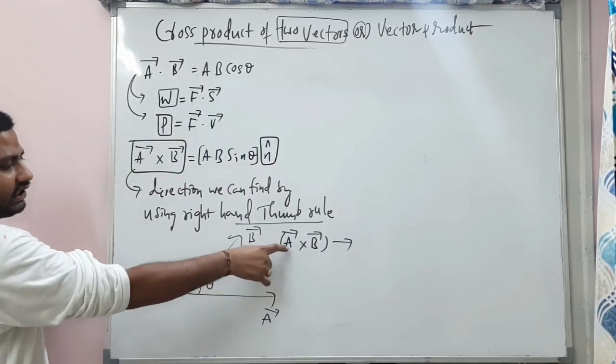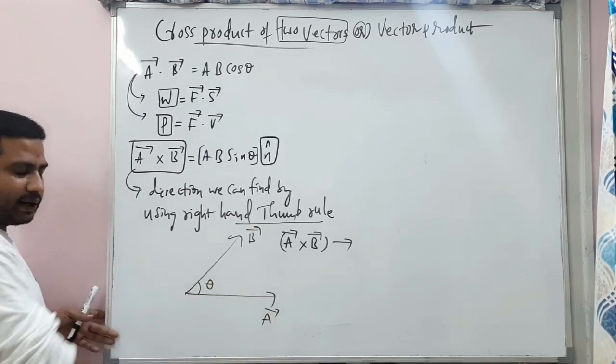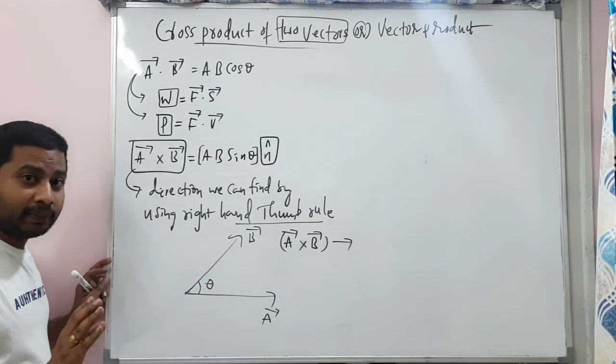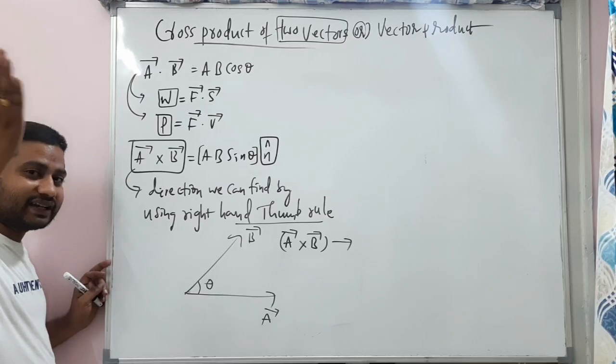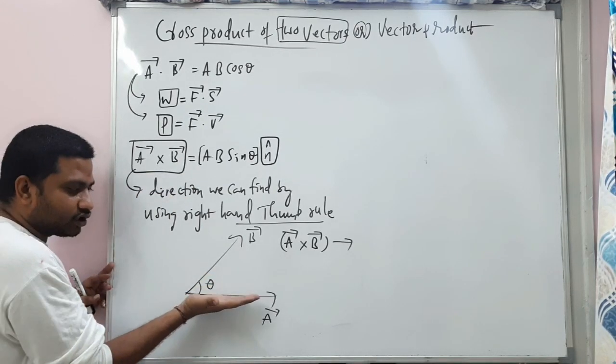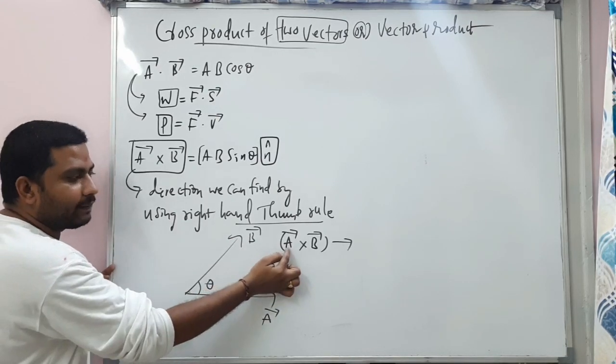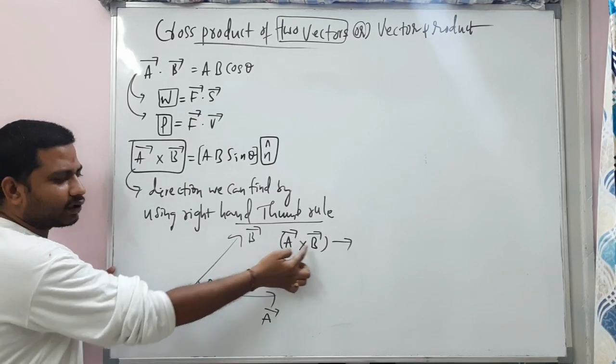So when we are finding A bar cross B bar, first find out A bar direction. So this is A bar direction. In the direction of A bar, you must keep your stretched fingers like this. See here, these are the stretched fingers we have kept in the direction of A bar. Understand? Clear? Now we are doing A bar cross B bar.